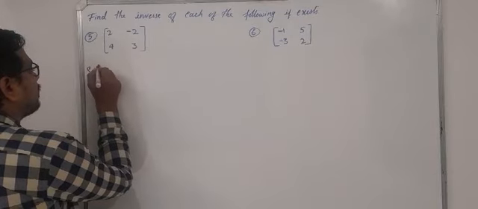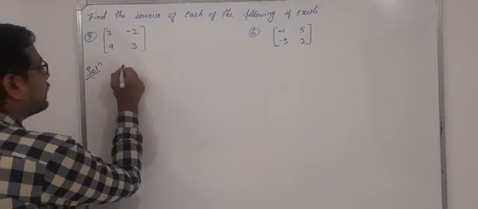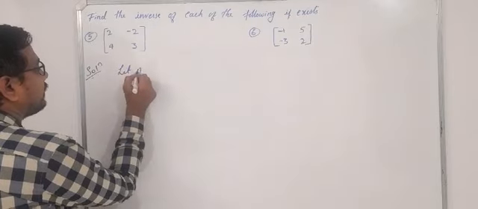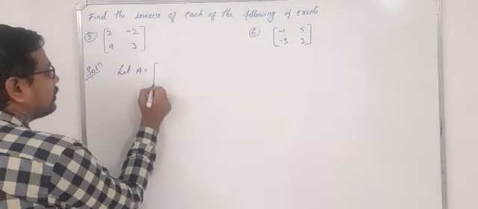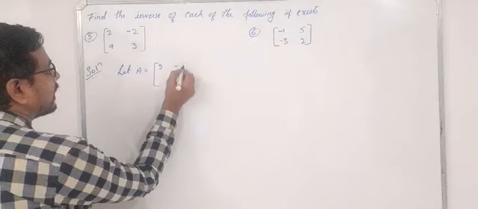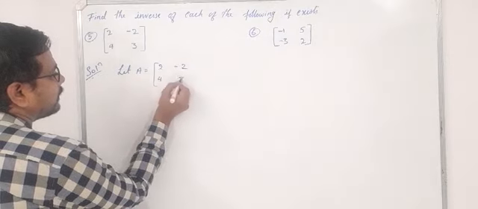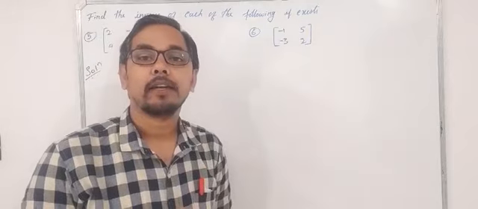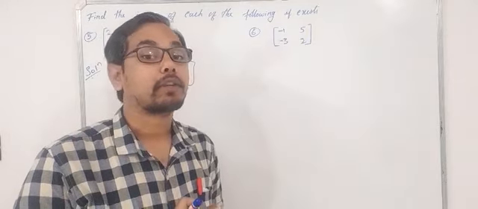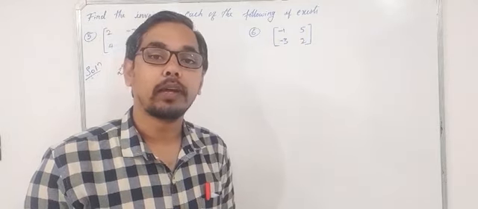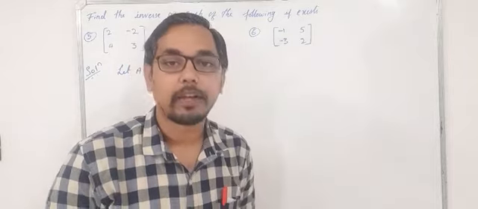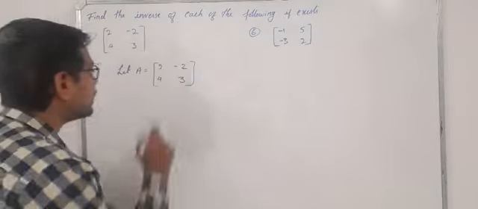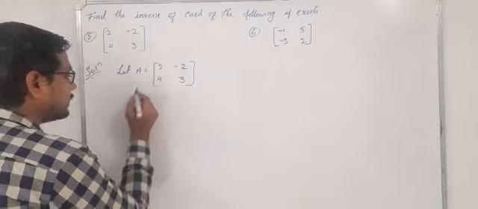For this, let A is equal to 2, minus 2, 4, 3, and we all know in order to calculate the A inverse we need the adjoint of A, right? Without adjoint of A we are not able to calculate inverse of any particular matrix, right? So let's start with this adjoint A.